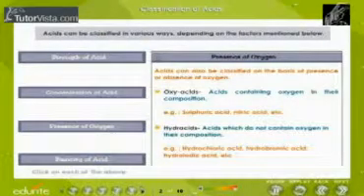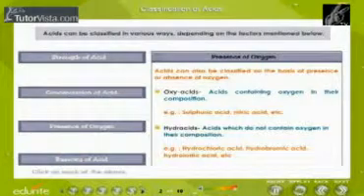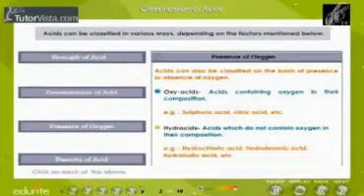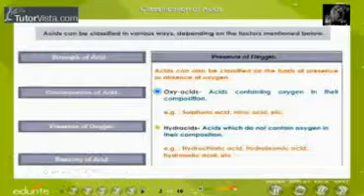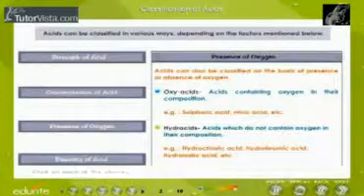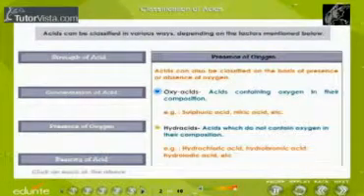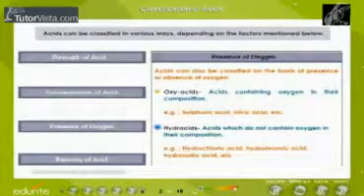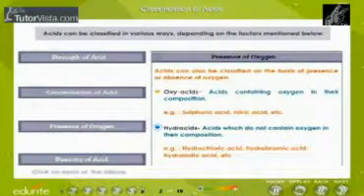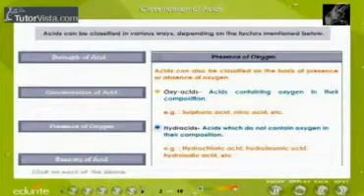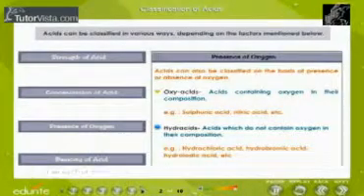Presence of oxygen. Acids can also be classified on the basis of presence or absence of oxygen. Oxyacids. Acids containing oxygen in their composition are known as oxyacids. For example, sulfuric acid, nitric acid, etc. Hydracids. Acids which do not contain oxygen in their composition are known as hydracids. For example, hydrochloric acid, hydrobromic acid, hydroiodic acid, etc.